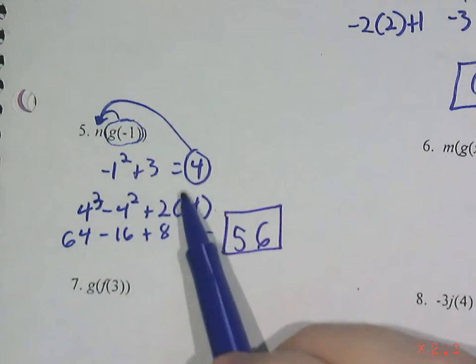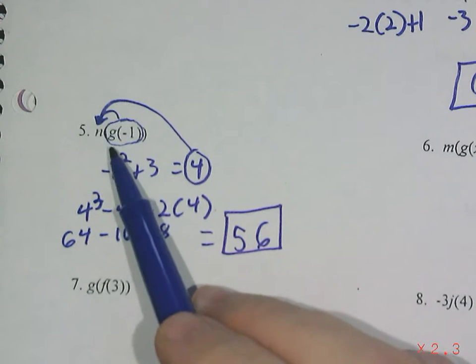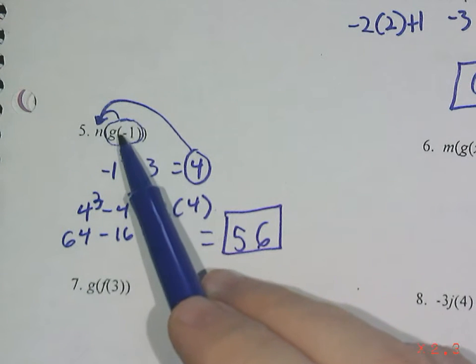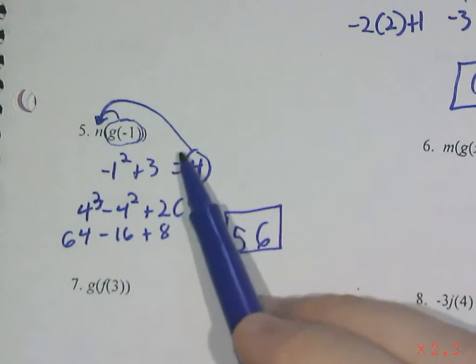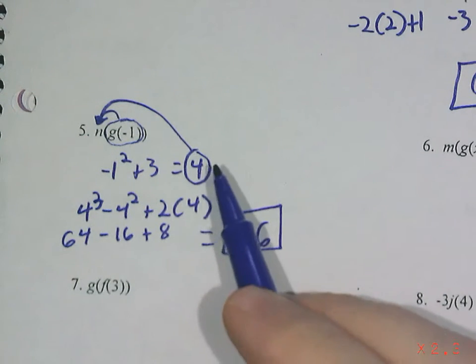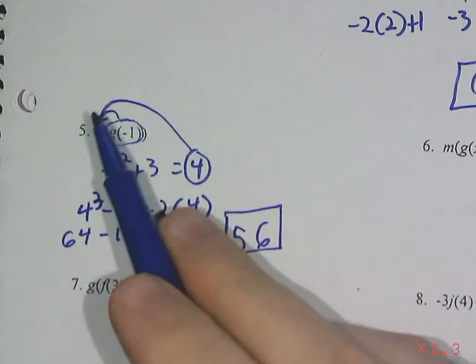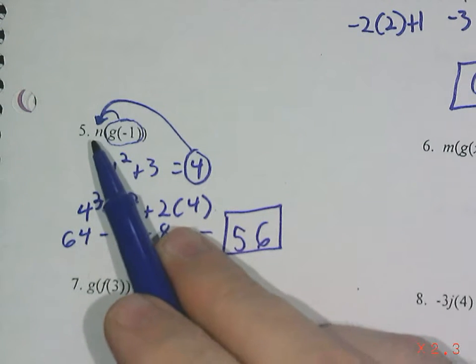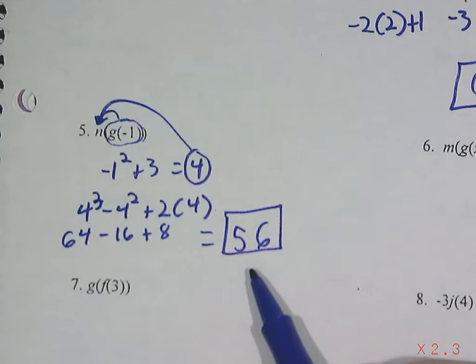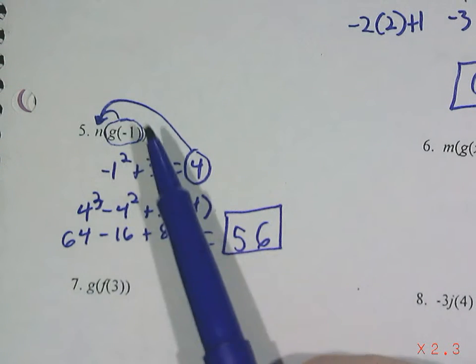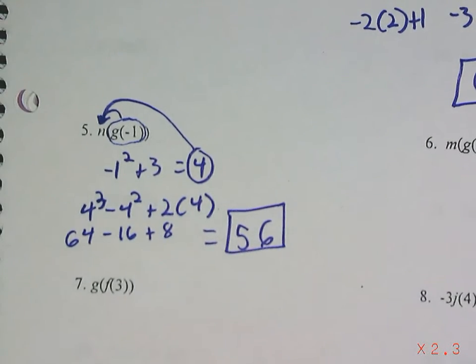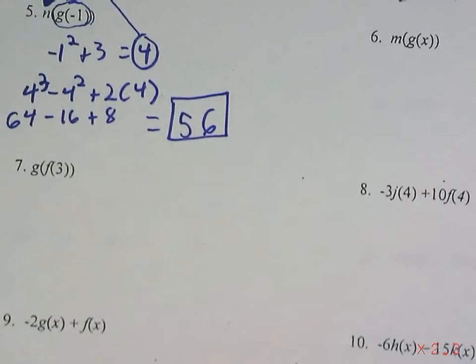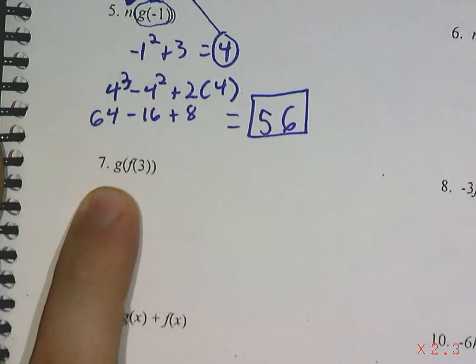Okay, so again, what I did was I took the inside function g and I evaluated it at the number -1. I plugged -1 in. I got 4 as my answer. Then I took that answer and I plugged it into the outside function n, and that's how I got my final answer. Okay, so you solve the inside first, take that answer, plug it in the outside to get your final answer. That's all that these composite functions boil down to. Let's do another one, just to make sure we got it.